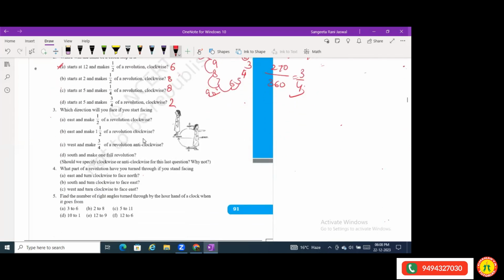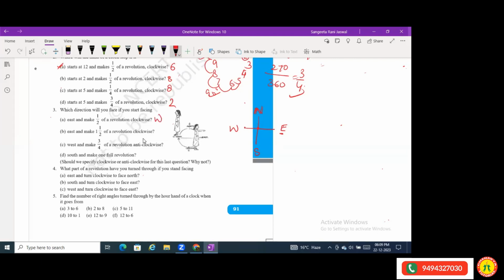Okay, next. What direction will you face if you start facing east and make half of a revolution clockwise? Now see, coming to the direction part. The top direction I'm taking north, south, and on the right side of north is east. Then west this side. You must remember these directions so that you can do the sums. You are standing here and your face is towards the east direction. After making half a revolution, which side will you be facing? West. Yes, half a revolution means exactly opposite, so that means towards west.